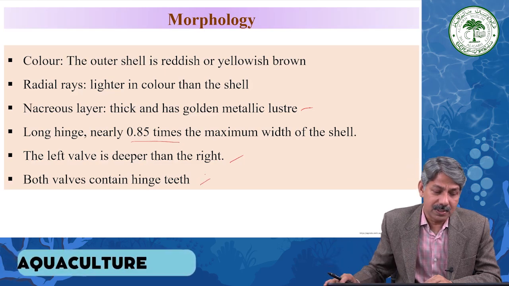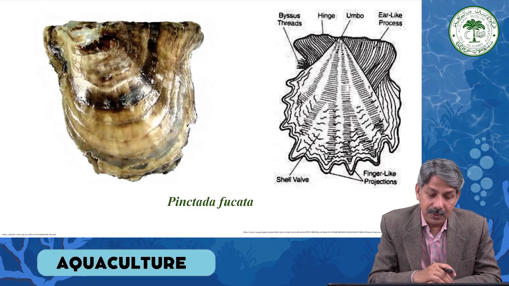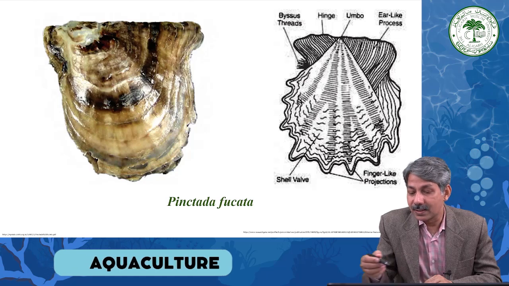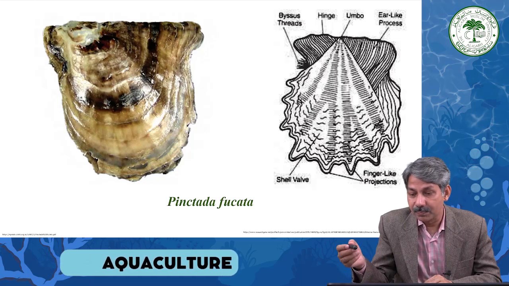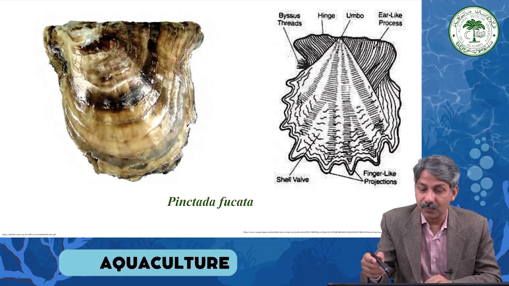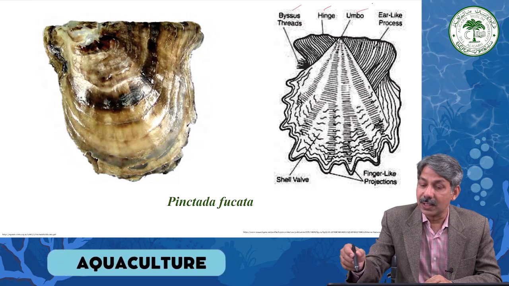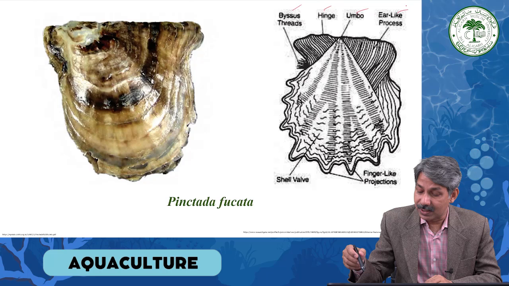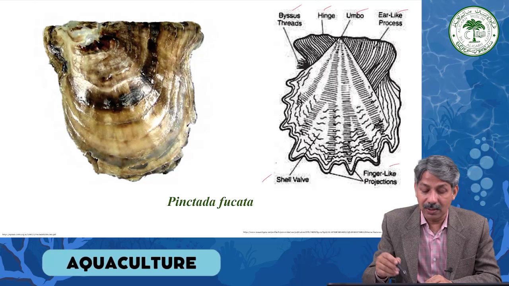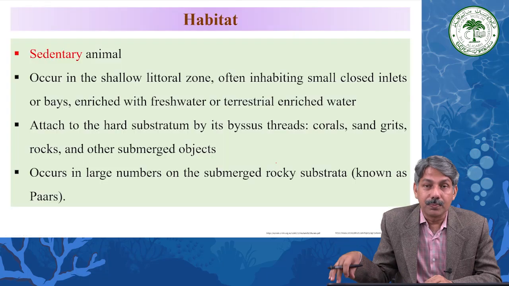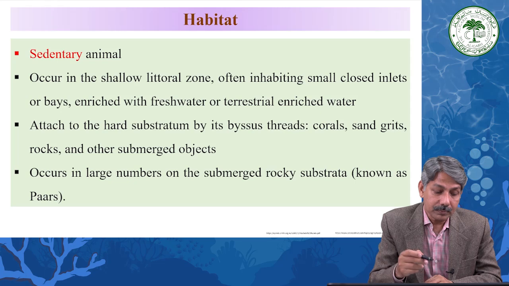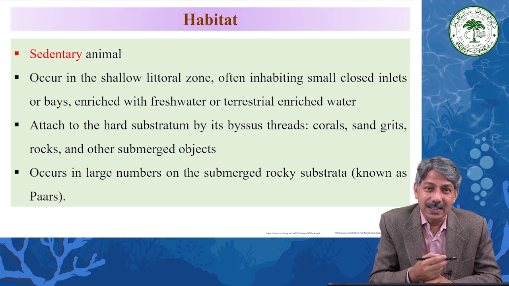The common features which we notice in Pinctada fucata are shown here. Also, you can very well see the hinge, the byssus threads, as well as the umbo, ear-like processes, and finger-like projections on the shell valve of Pinctada fucata. This is a sedentary animal that we all know about.